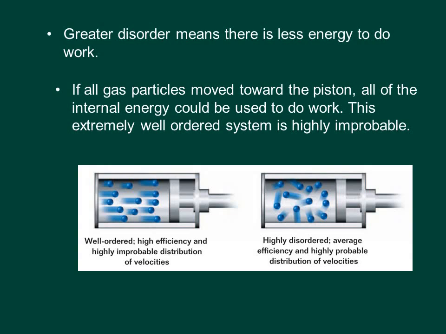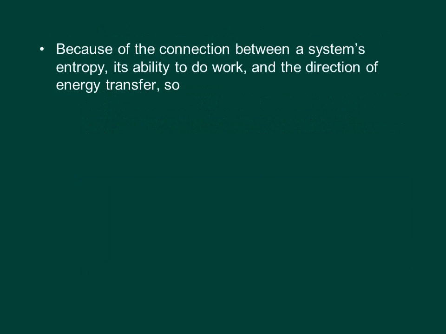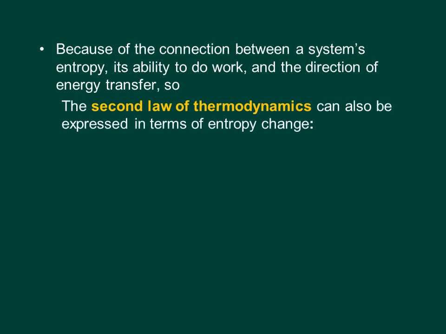So this extremely well-ordered system is highly improbable. So more entropy, less energy can be converted into work. While less entropy, more ordered, means that more energy can be converted into work. Because of the connection between a system's entropy and its ability to do work and the direction of energy transfer, the second law of thermodynamics can be expressed in terms of entropy changes.